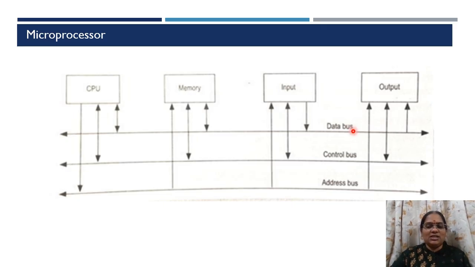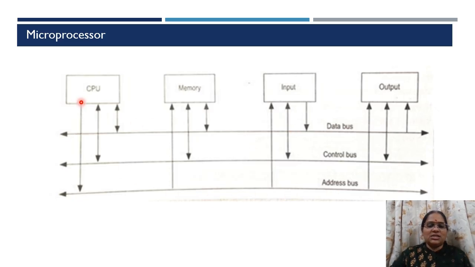So we have three types of communication lines associated with all your processor working. The group of connection lines is called a bus. So we have the data bus, the control bus, and the address bus. The control bus is bidirectional. It is associated with all the units: the processor, memory, input, as well as output.